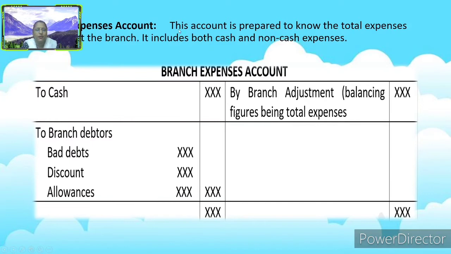Branch expenses account. This account is prepared to know the total expenses incurred at the branch. It includes both cash and non-cash expenses. Here, in the branch expenses account, to cash we have to show, and to branch debtors, bad debts, discount allowances, whatever may be given in the problem, we have to take on the debit side. Branch adjustment account will be the balancing figure we get under the branch expenses.